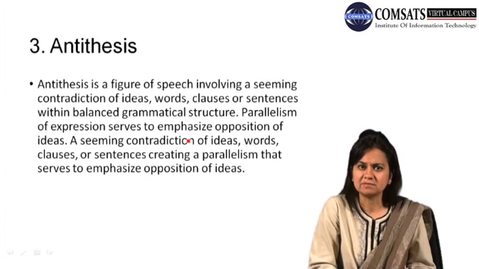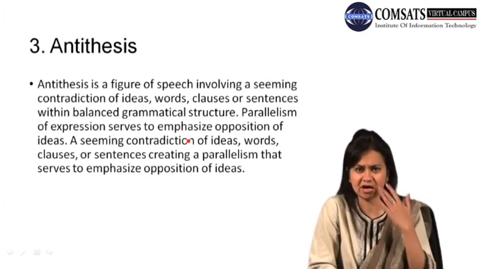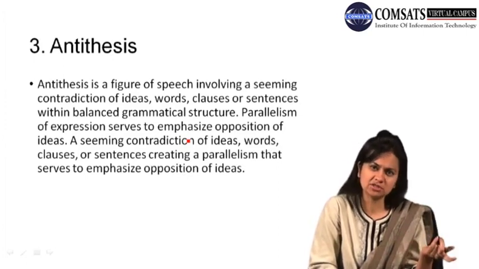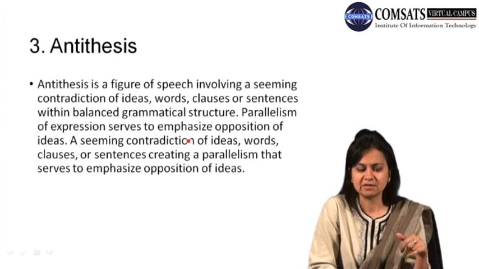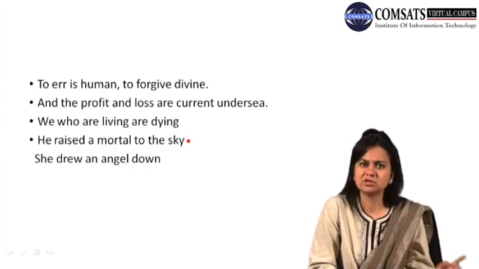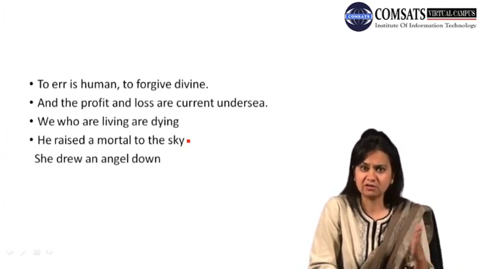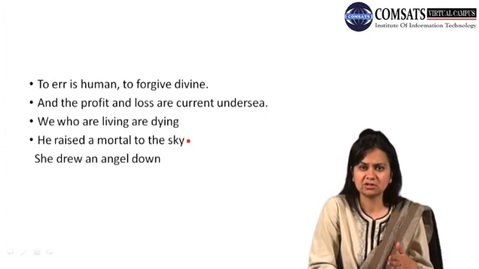lessons, where it was said that he raised a mortal to the sky, she drew an angel down. Here there is antithesis between the word mortal and angel, sky and down. Similarly, such examples like to err is human, to forgive divine, where human and divine, err and forgive are antithetical. Similarly, this statement like the profit and loss are current under sea. Now, the profit and loss occur not in a close proximity, but there is intervention of some words between them, and that is how they are termed as antithetical, because they are contrasting or opposite.